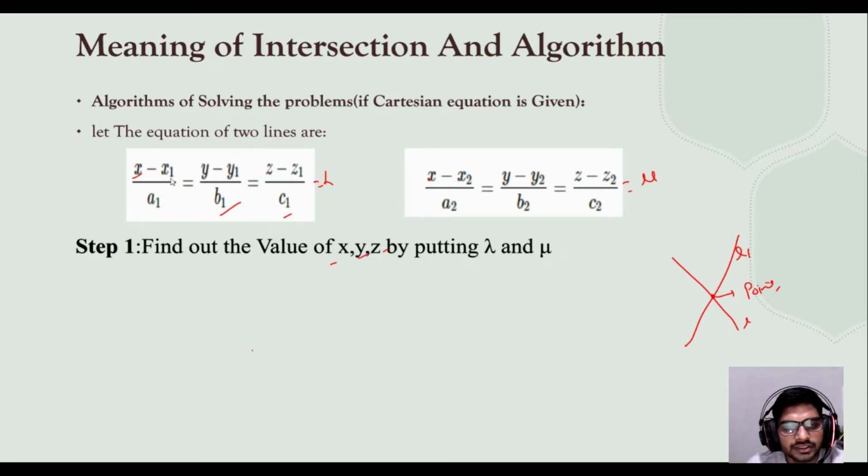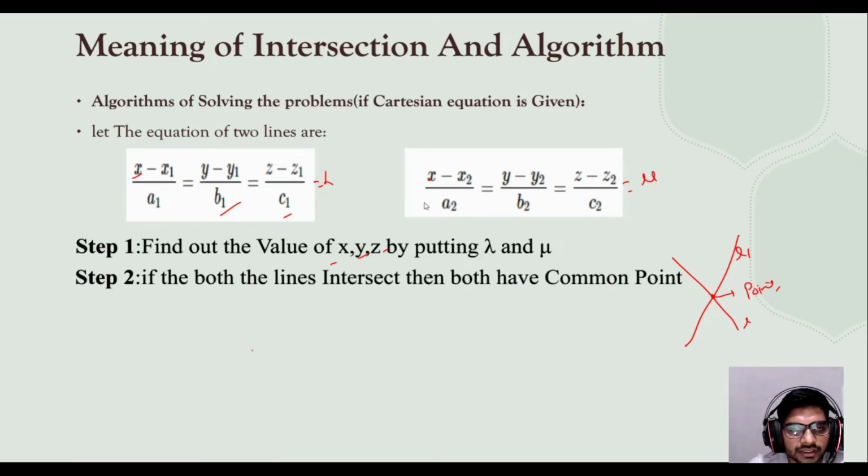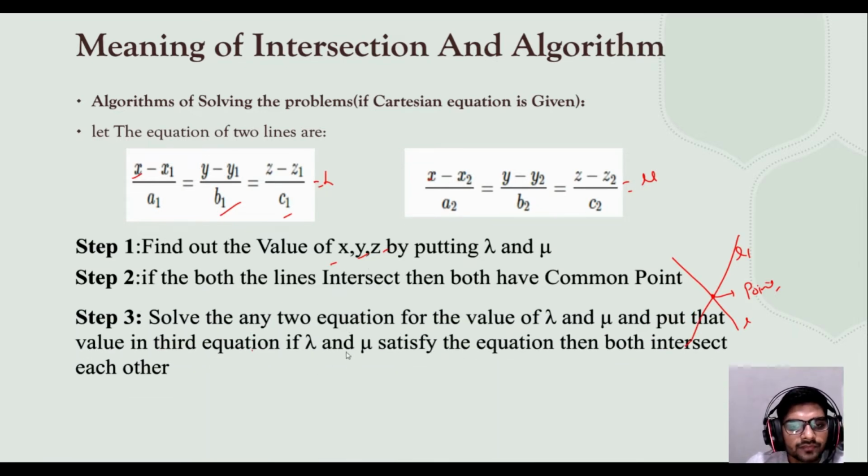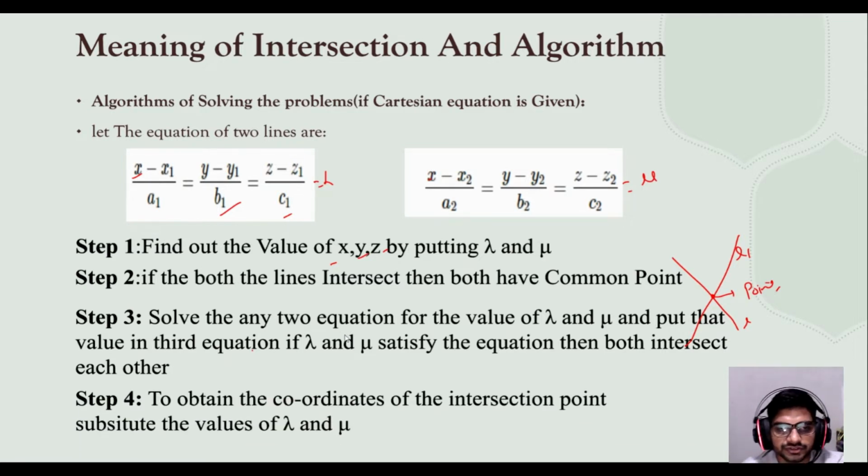After that, equate the x, y and z values, and find the values of lambda and mu from the first two equations. Then put those values of lambda and mu in the third equation. If the third equation is satisfied by lambda and mu, then we can say both lines intersect each other. And if the lines intersect, then we can find the common point of intersection. That is step number 4.